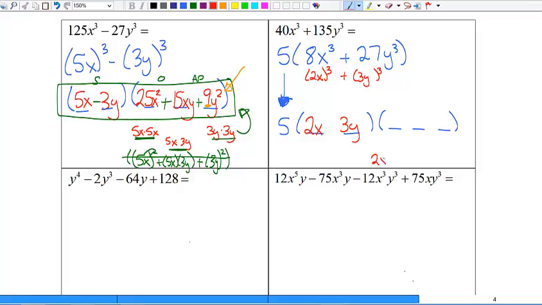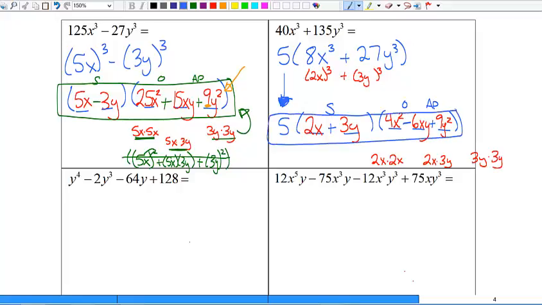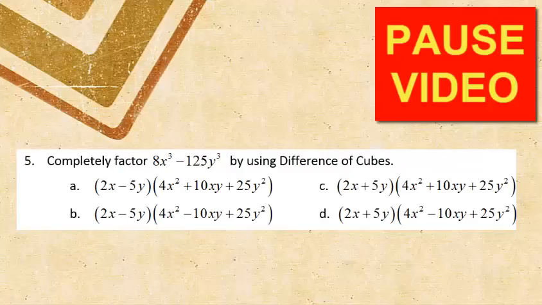On my trinomial, I have 2x times itself, 2x for the first term, 3y times itself, 3y for the last term, and then one of each in the middle, which gets me 4x squared, 6xy, and 9y squared. I'm going to go back and use my SOAP. My signs are the same, so that's positive. Opposite meaning minus, and always positive is plus. So this is my final factorization, and there's no more factoring to be done here.